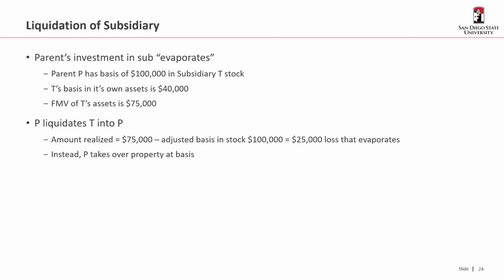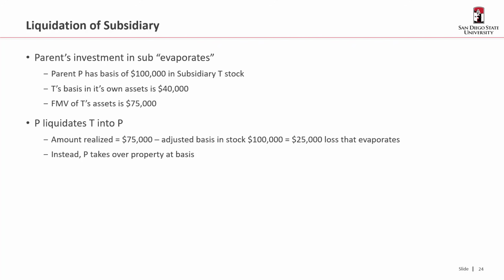So one of the problems with 332 treatment is that the parent's investment in the sub simply evaporates. Okay, so let's say parent P has a basis of $100,000 in subsidiary T's stock. T's basis in its own assets is $40,000. The fair market value of T's assets is $75,000. So P's made some investment in T, but unfortunately its basis is higher, so T hasn't operated particularly well.